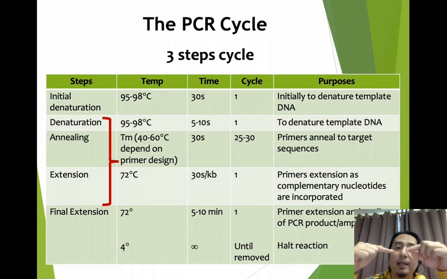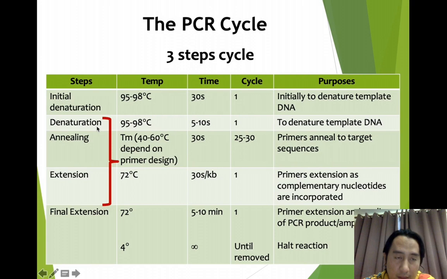And the next step is denaturation, annealing, and extension. Again, there is a second denaturation. Same temperature as the initial denaturation, but this one is shorter. It only takes about 5 to 10 seconds, 1 cycle, to denature the template DNA.